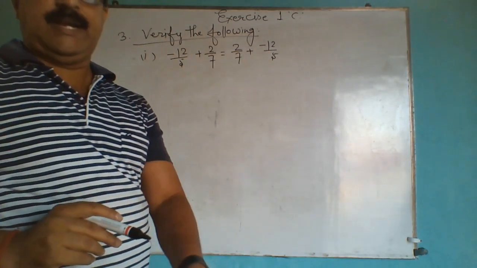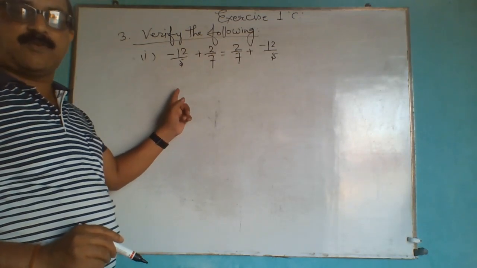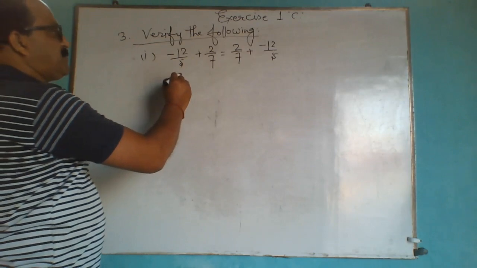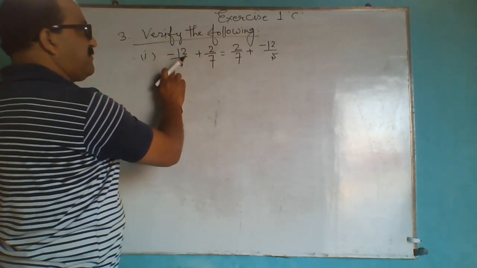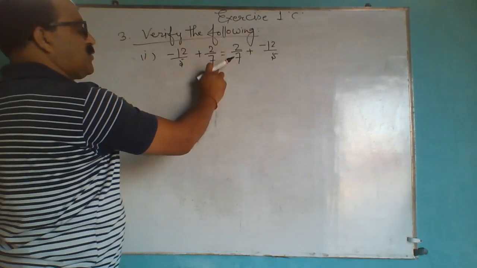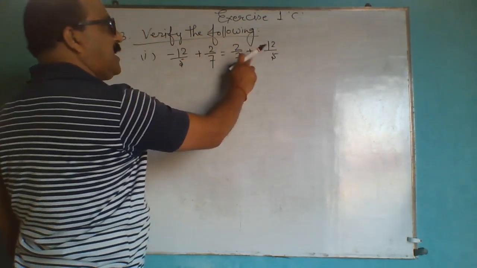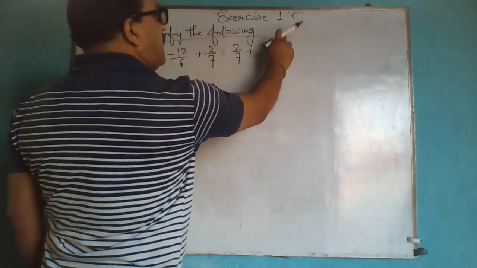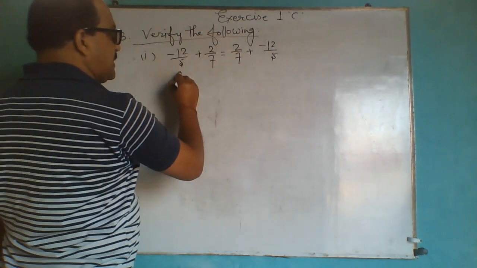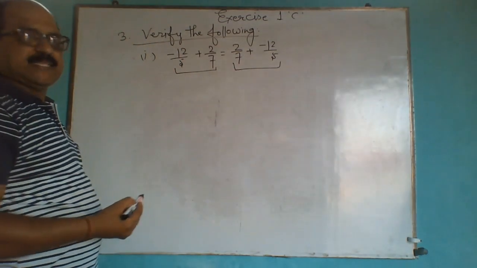It is very necessary for you to read all the properties, otherwise you will fail to complete it. Here what we have seen, this one is the additive inverse of 12 by 5, and here this one is a positive rational number. Again 2 by 7 plus additive inverse of 12 by 5. This one is the LHS and that one is the RHS. Both will be simplified.